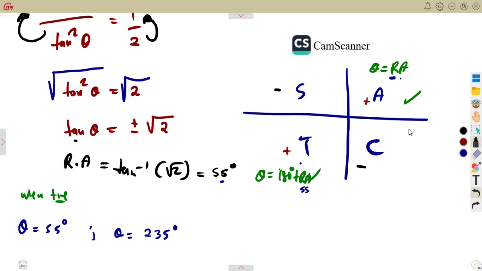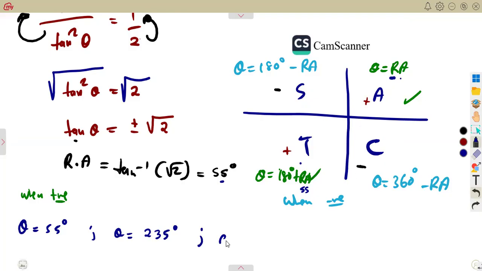When negative, this is what you are going to obtain. When tan is a negative value, it means we are going to obtain the answer in the second and in the fourth quadrant. In the second quadrant, remember, theta is equal to 180 degrees minus the reference angle. And in the fourth quadrant, theta is equal to 360 degrees minus the reference angle. So we can obtain another theta from the second quadrant because tan is negative there. It was going to be 180 degrees minus the reference angle, which is 55 degrees. So 180 minus 55, that was going to be 125 degrees.